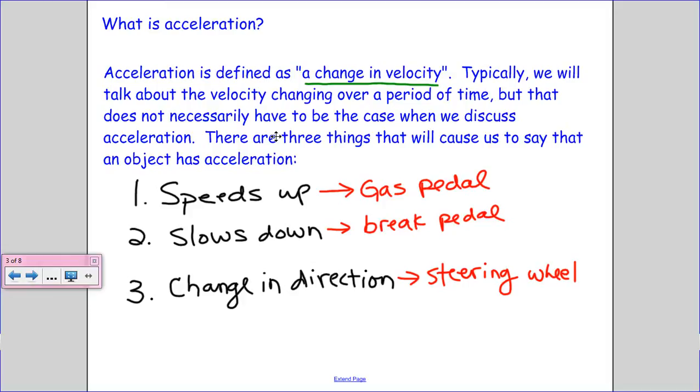So when you go around a corner, or if you're going around one of those loops, one of the ramps onto the interstate, and you keep a constant speed, it doesn't matter because you are still accelerating. You are changing your direction, which means a change in velocity, which means an acceleration.